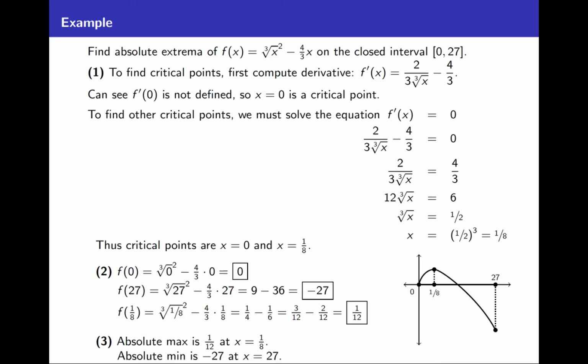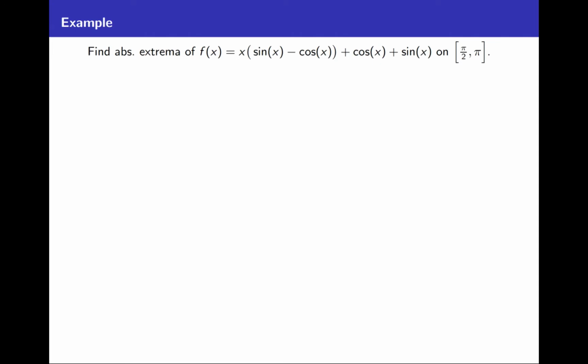Let's do one more example. Now again, in this example, we want to find the absolute maximum and the absolute minimum, in other words, the absolute extrema of a certain function. And here the function, in this example, is f of x equals x times sine of x minus cosine x plus cosine x plus sine of x. And we want to do this on the interval from pi over 2 to pi.